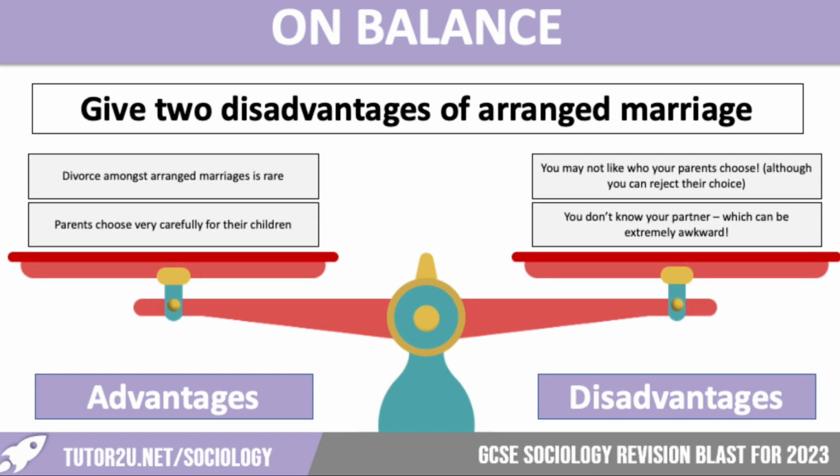So you might not actually like who your parents choose, although you can reject their choice. There are some people who may find that they don't want to disappoint their parents, though, so they end up being married to someone they don't really like very much. And you don't know your partner, which can be extremely awkward, certainly when you're involved in this great big wedding, you're marrying someone very publicly, and actually you don't really know them very well. So that can be quite overwhelming.